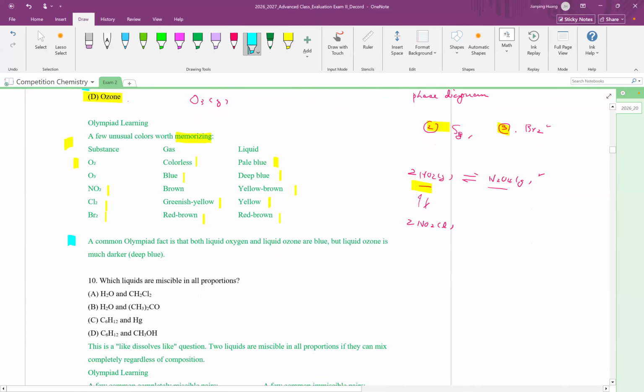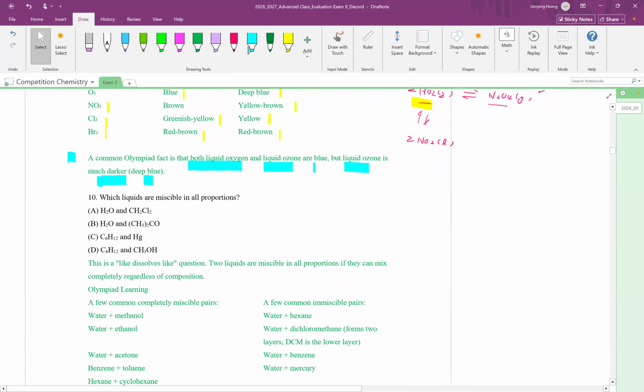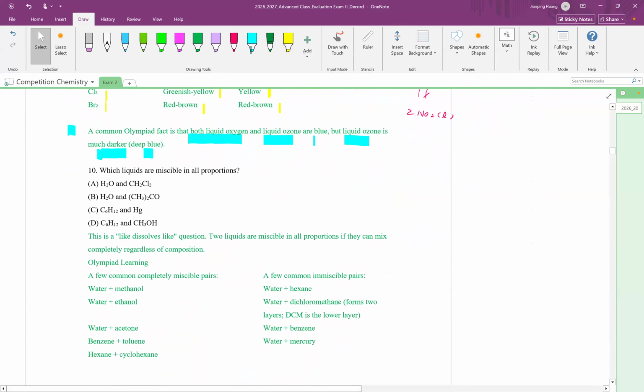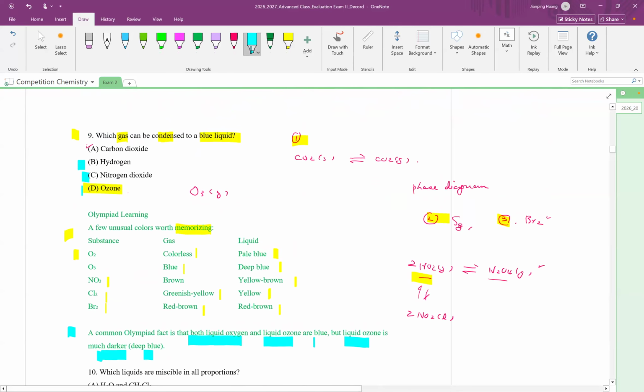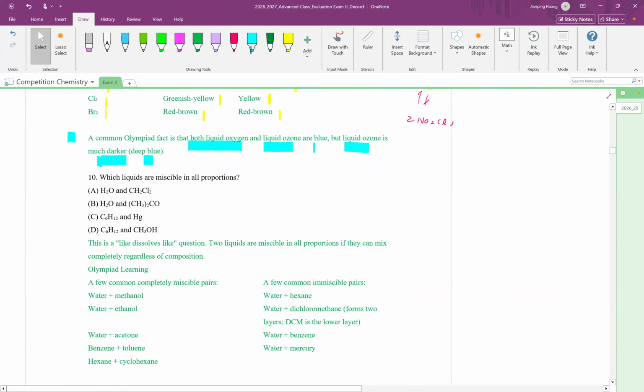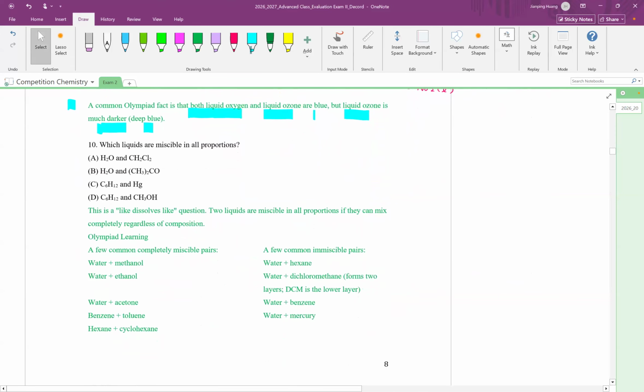What's the learning point? Both liquid oxygen and liquid ozone are blue. However, liquid ozone is much darker, deep blue. Okay, remember the difference. Now go to the next one. This is the easy one. Now the choice for question 9 is D. Give yourself +1. The answer for 10 is B. Give yourself +1. This is the easy one.